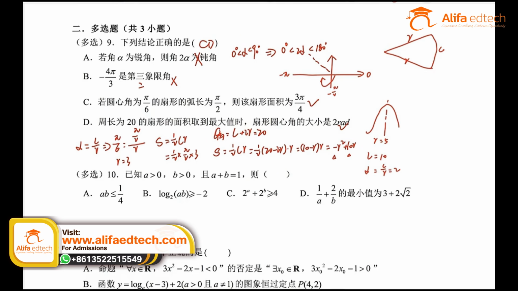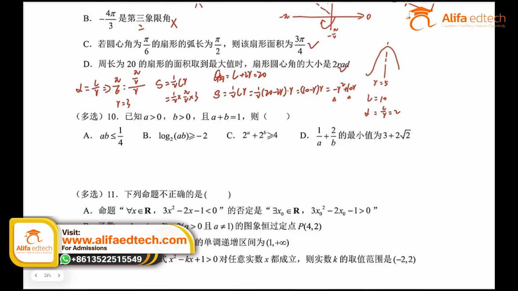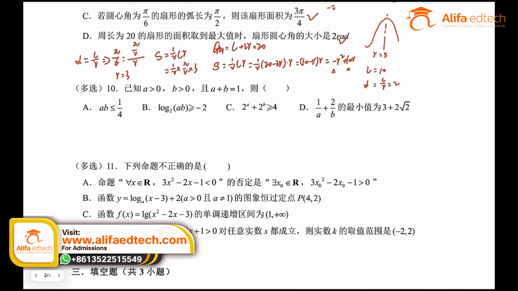Okay, next up is a test of basic inequalities for this part. There are many methods, given that a and b are both positive numbers, and a plus b equals 1. Now we need to find a times b. We know that for a fixed sum, the product has a maximum value. AB is less than or equal to the square of a plus b over 2. If we plug in the values, it's exactly equal to 1/4 in this case. No problem. So that means option A is correct.